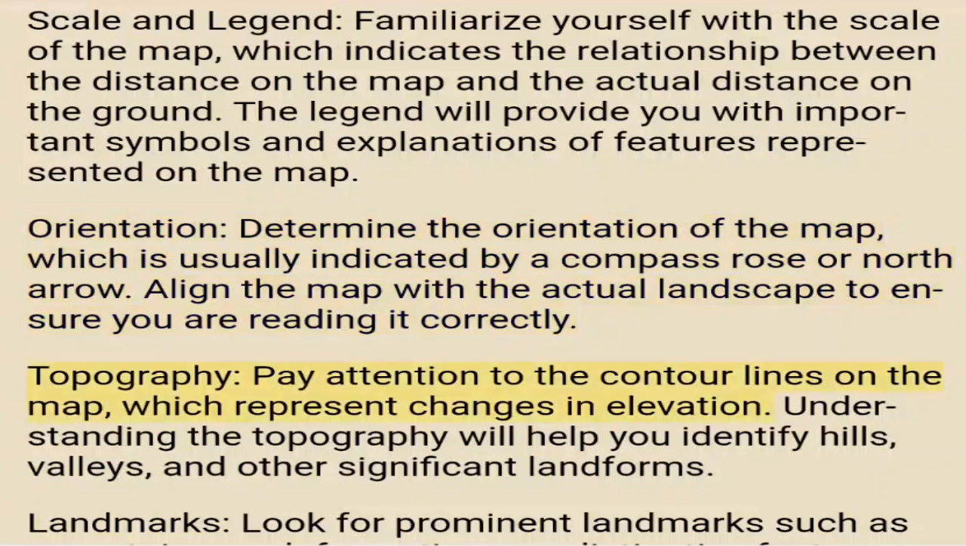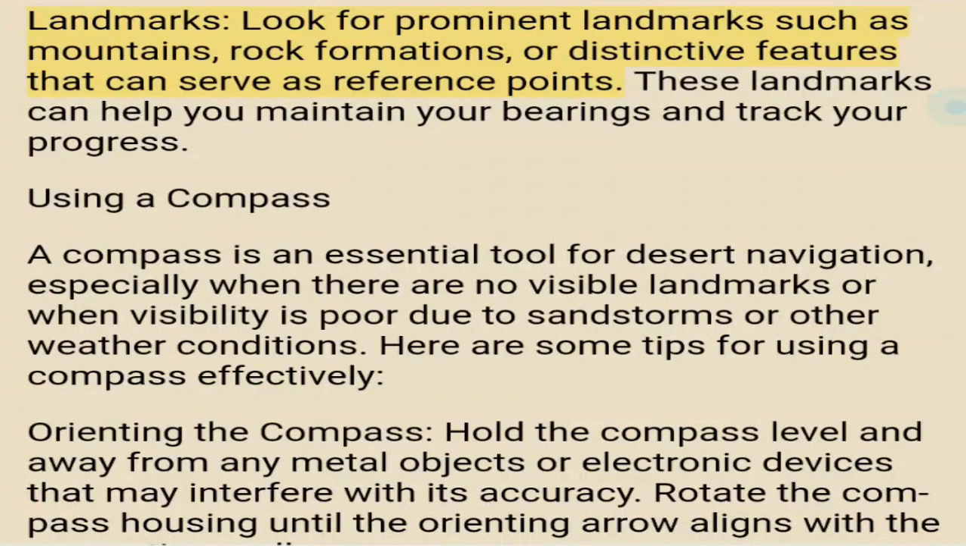Topography. Pay attention to the contour lines on the map, which represent changes in elevation. Understanding the topography will help you identify hills, valleys, and other significant landforms. Landmarks. Look for prominent landmarks such as mountains, rock formations, or distinctive features that can serve as reference points. These landmarks can help you maintain your bearings and track your progress.